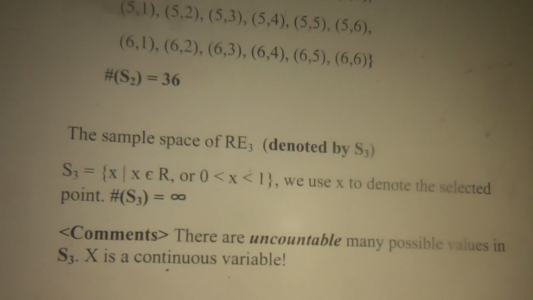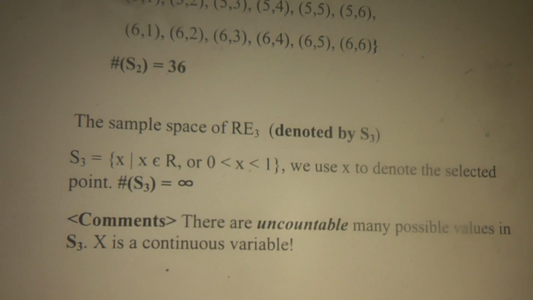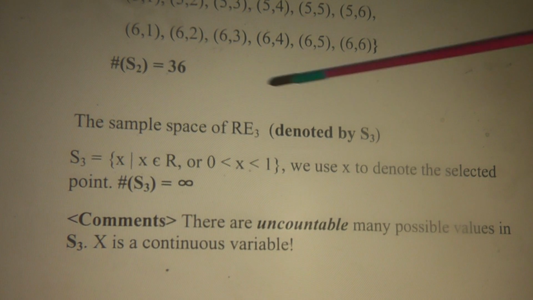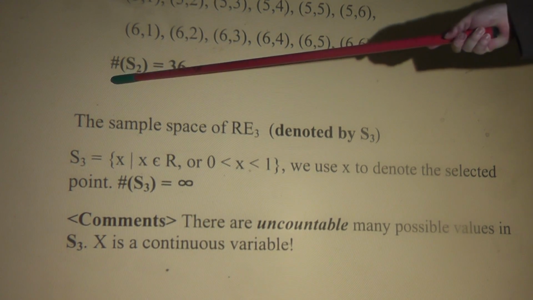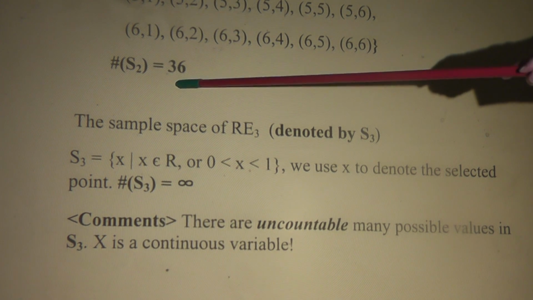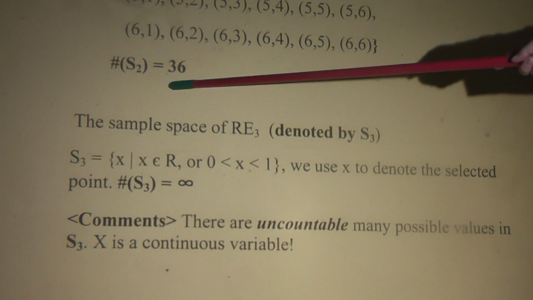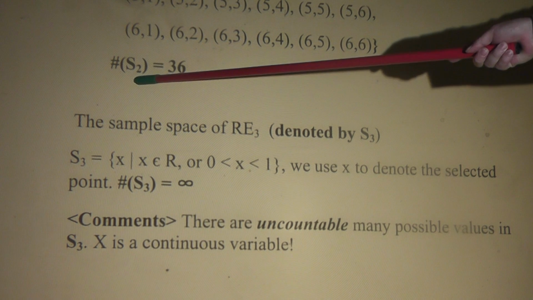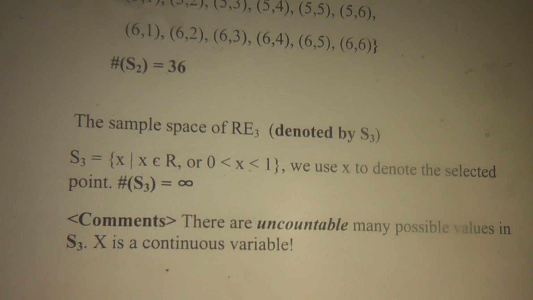And we use notation like this for the sample space. How many possible outcomes are there in sample space 2? Well, there are 36 possible outcomes. This is the cardinality of S2.